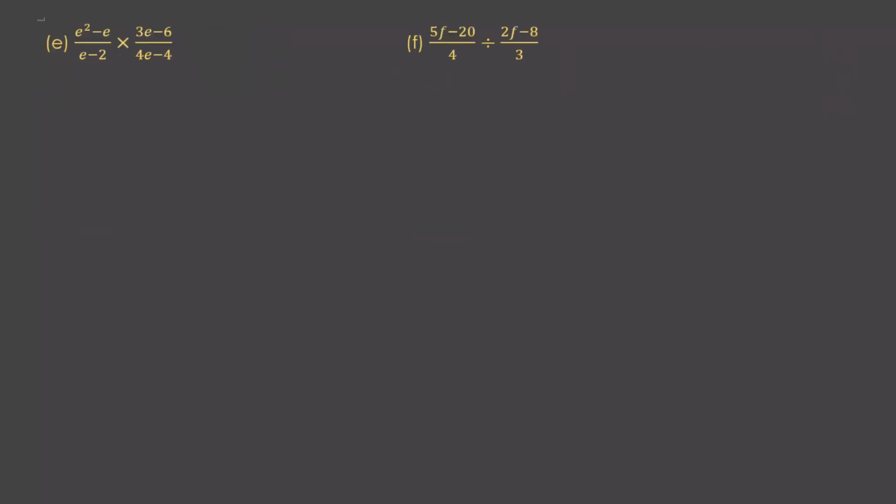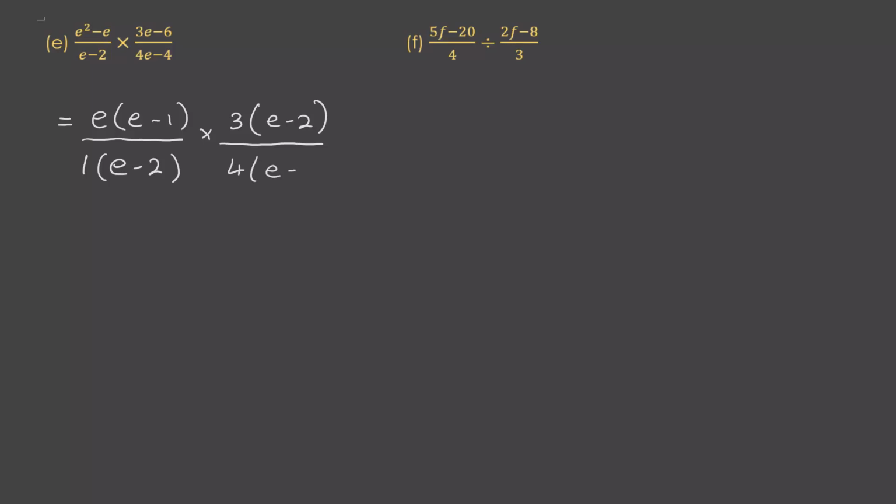Now, what I'm going to do here is take out a factor e on the top. So I've got e into e minus 1. On the bottom I have e minus 2, and you'll see why in a moment. I'm just going to write that as 1 times that. If I take out the common factor of 3 from this one, I get 3 times e minus 2. And over here, if I factorise out a 4, I get 4 times e minus 1.